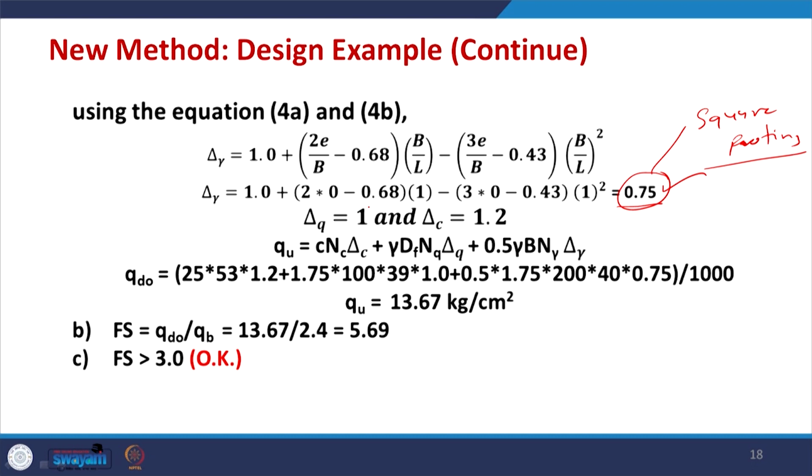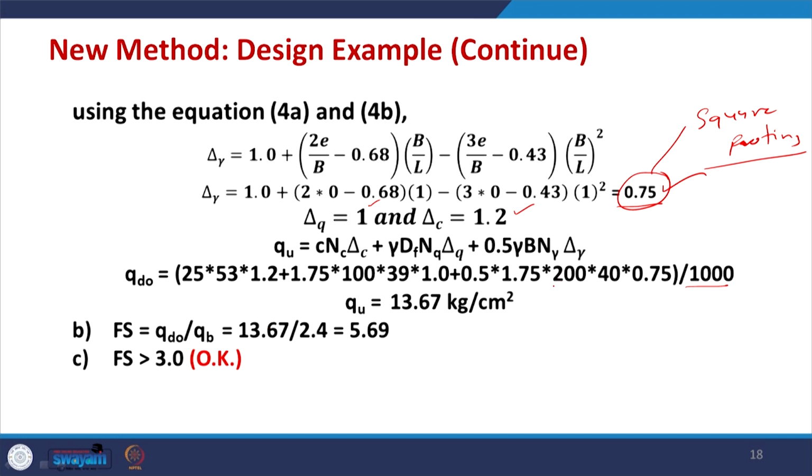Delta Q for a square footing is 1 and delta C is 1.2. So, all three shape factors are known. Now, we put these in the equation for ultimate bearing capacity and get the answer here. Here all the values are divided by 1000 to get the values in kilogram force per centimeter square, because the dimensions of these footings are taken in millimeters.